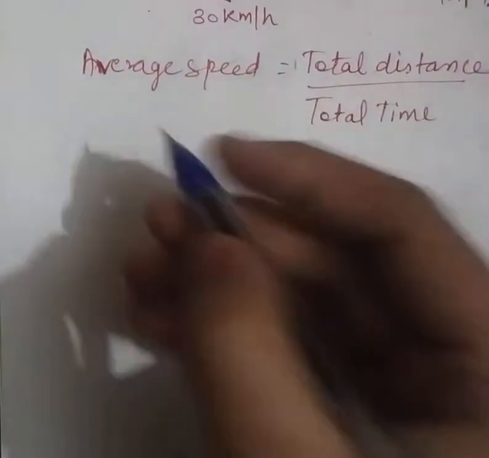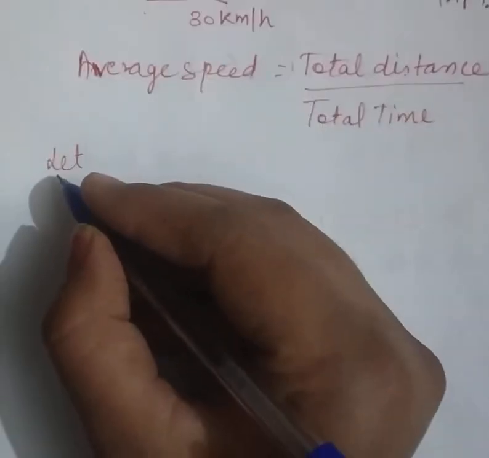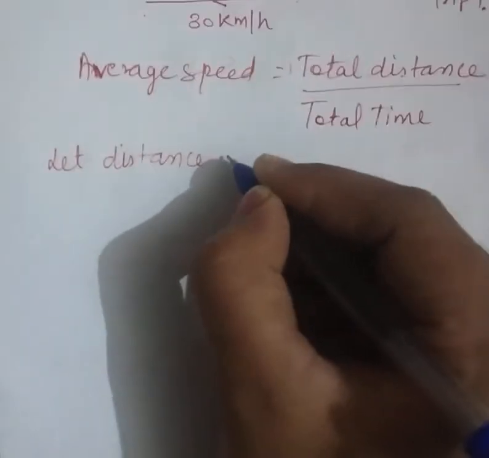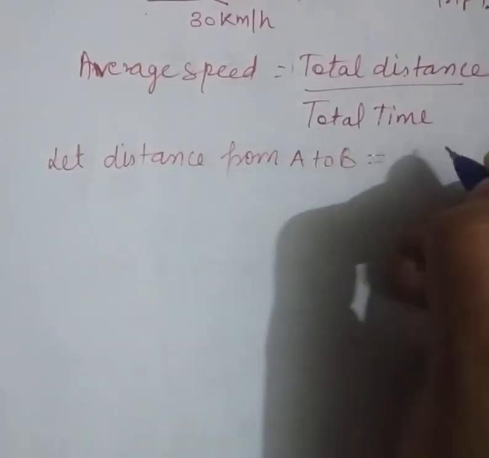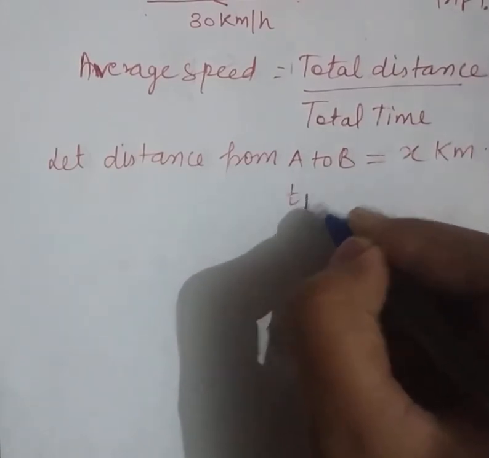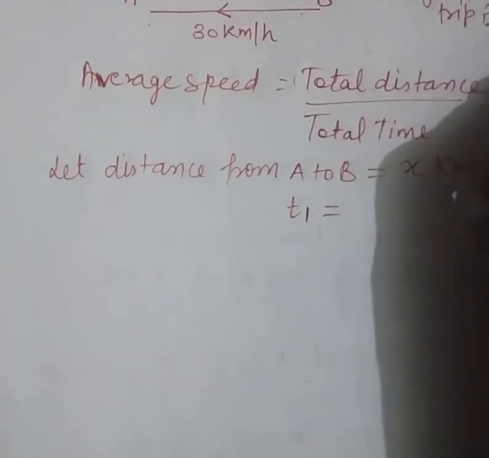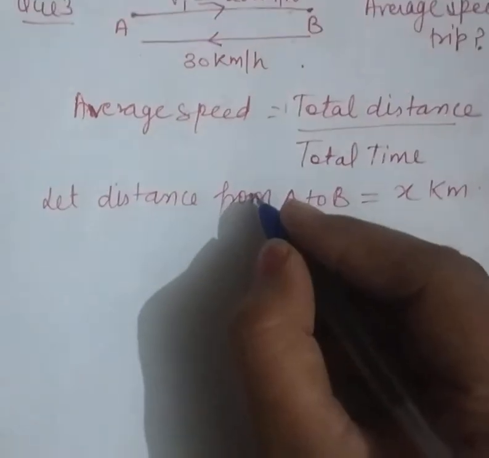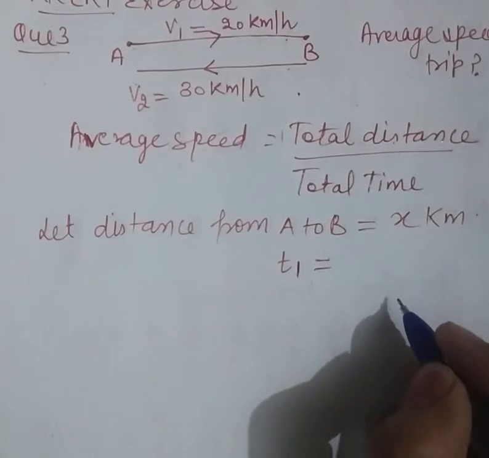So let us suppose that the distance from home to school is X. Let the distance from home to school, that is from A to B, be X kilometer. So what will be the first time? During the first journey, as it is given, first velocity is V1. I am stating here V1 is equal to 20 km per hour and V2 is equal to 30 km per hour.